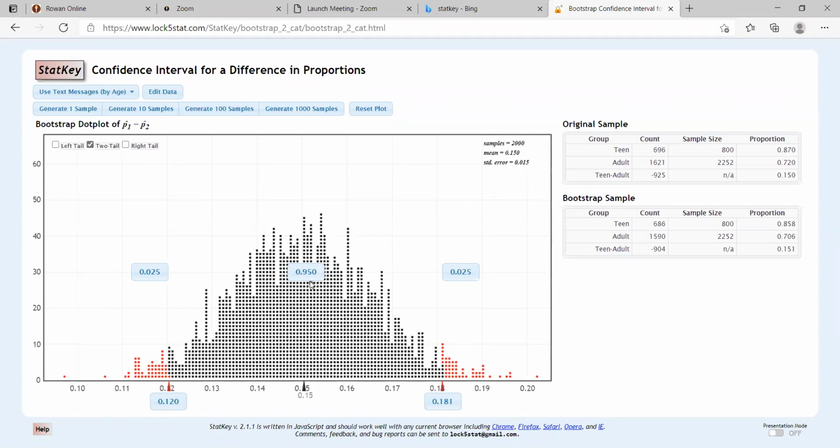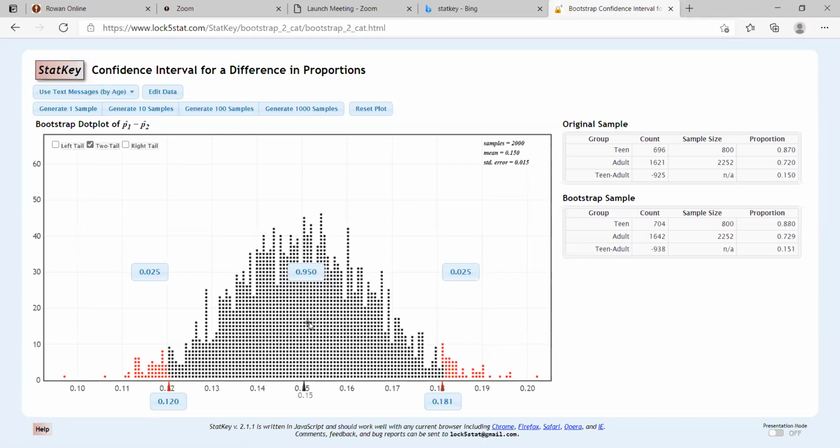95% of 2,000 gives me the number of bootstrap samples that are inside the interval. So that is 1,900. 2,000 times 0.95, there's 1,900 of these black dots. That means there's 100 red dots. So there's 100 bootstrap samples that were outside the interval, and there's 1,900 that are inside the interval.